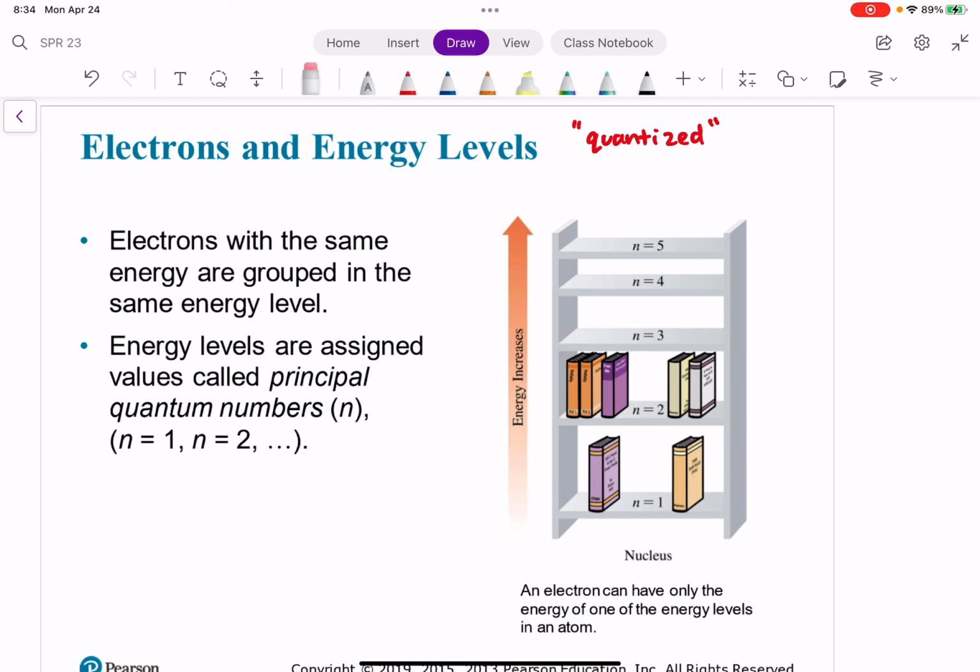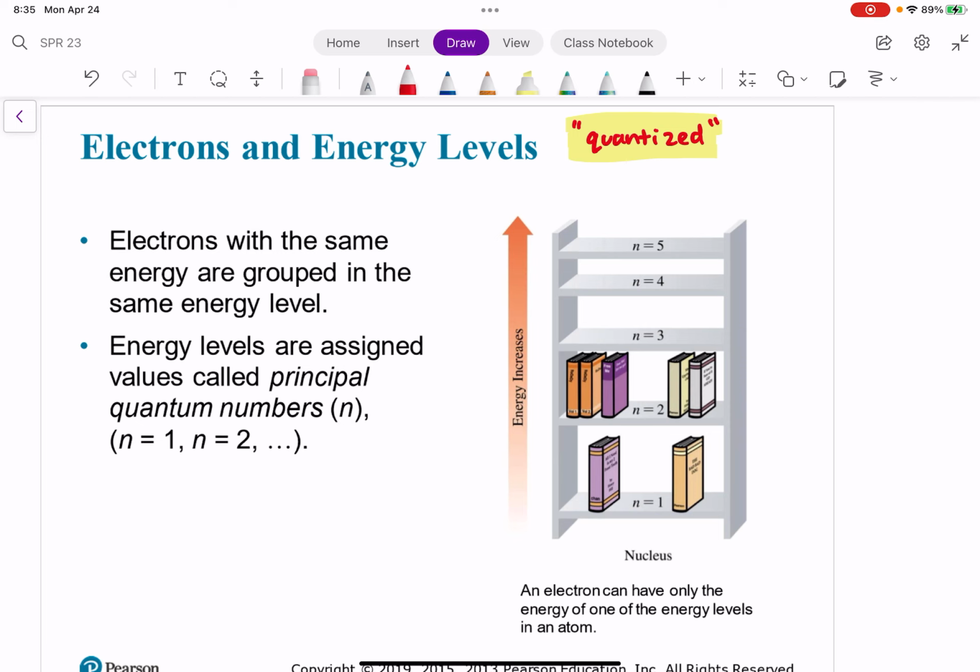Lowest energy levels get filled with electrons first. And that'll make more sense when I say filled later. What's important to note is that an electron can only have the energy of one of the energy levels in an atom. So what do we mean by that? That's going back to this idea of the energy levels of the electron being quantized.